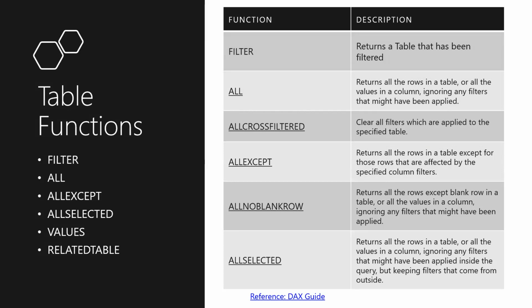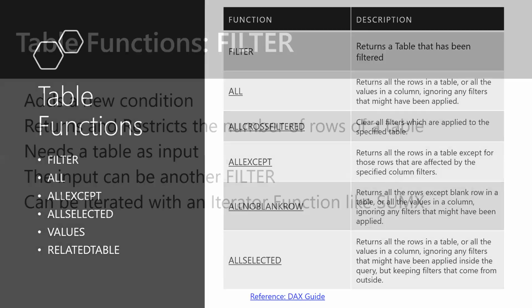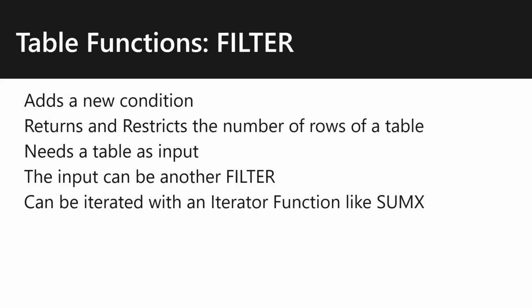Then we also have ALL, it returns everything in a table. Sometimes we use ALL with a CALCULATE function in DAX. We also have some other ones like ALLCROSSFILTERED, ALLEXCEPT, ALLNOBLANKROW, ALLSELECTED. In this video, I'm going to be working together with us on filter.